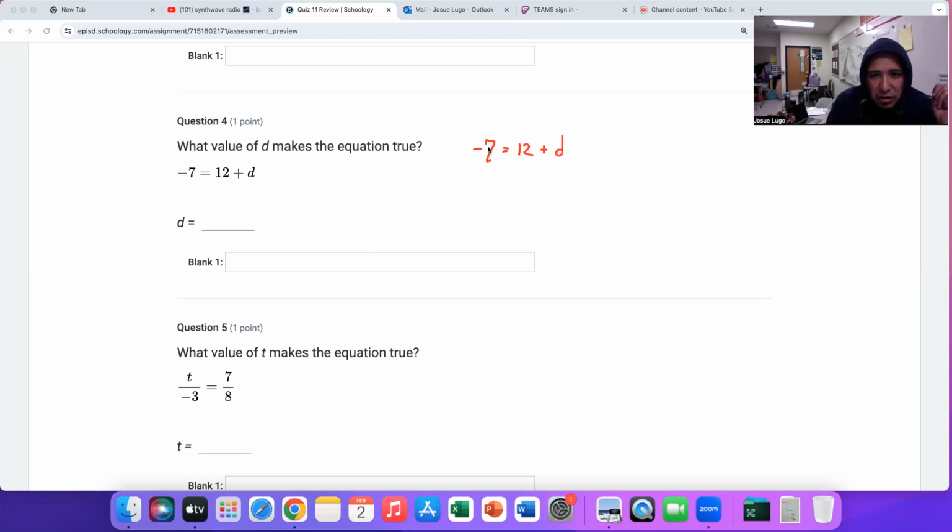Again, the variable is here on the right side. Here's the equal sign, okay? So meaning that I have to focus here on the right side, and I can see that D is not isolated. Why is it not isolated? Because we're adding 12 to it. So how to get rid of addition? I'm going to subtract 12. So 12 plus D minus 12, this cancels out.